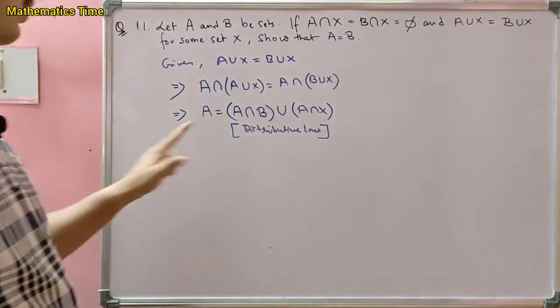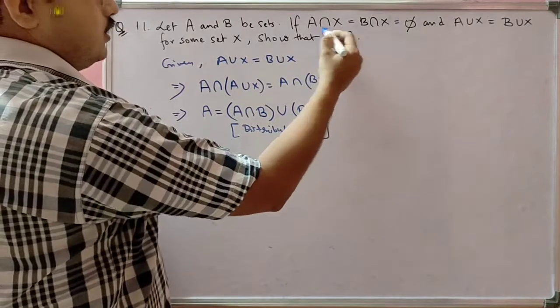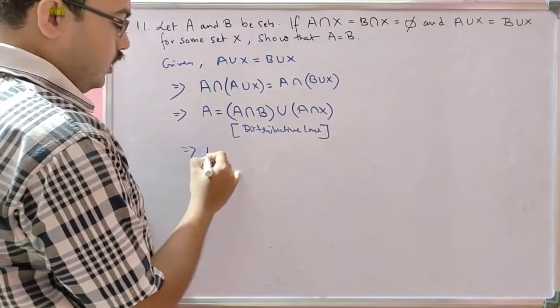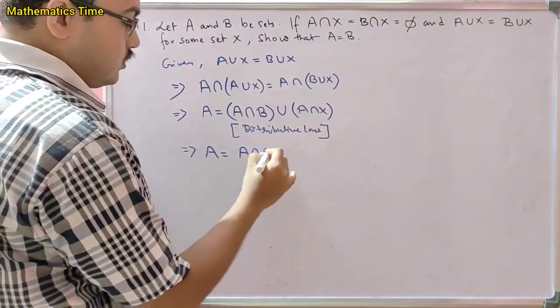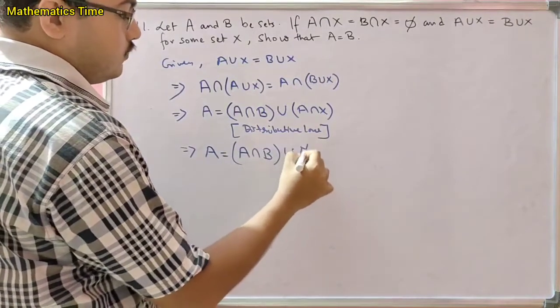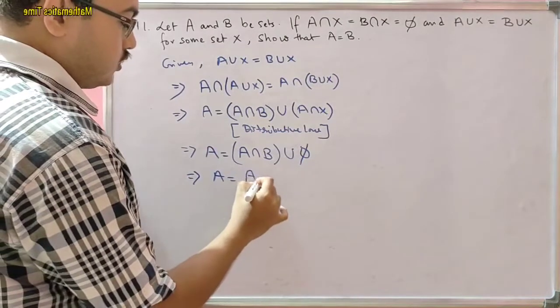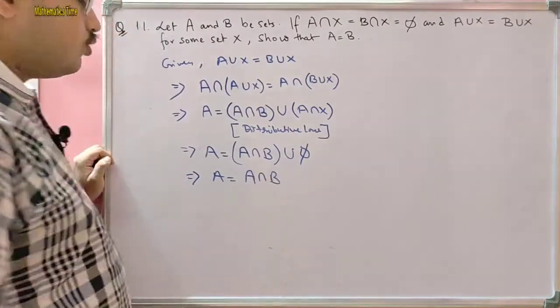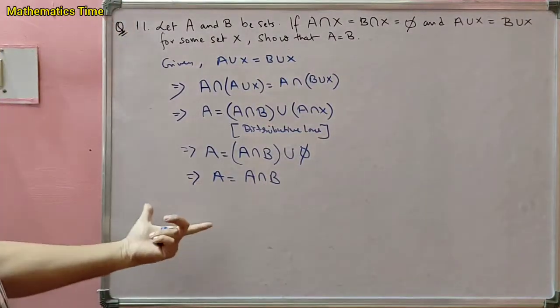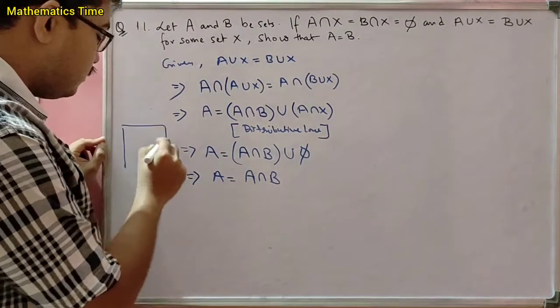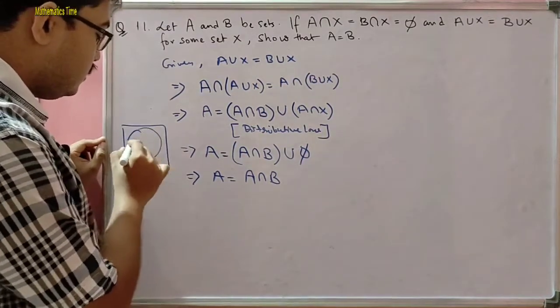Now here given that A intersection X is phi. Okay, so A equal to (A intersection B) union phi. Okay, that is A equal to A intersection B. So now look, A intersection B is A. What does that mean? That means this is B, this is A.